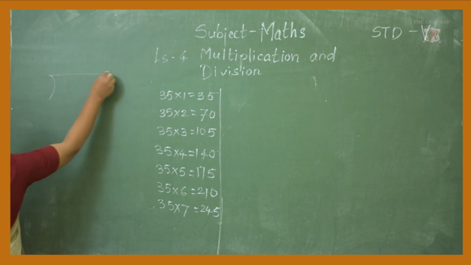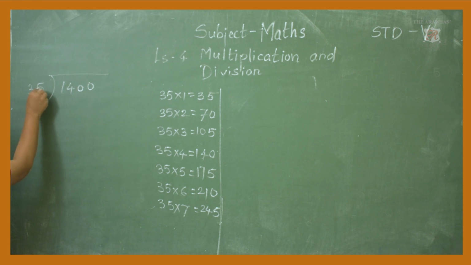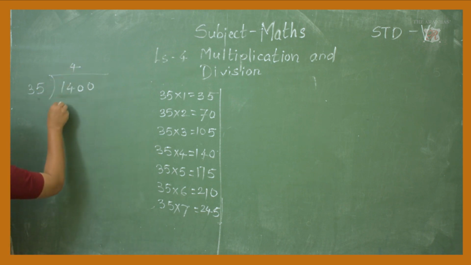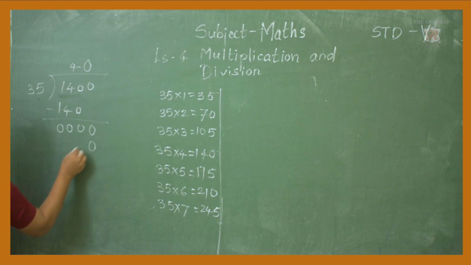1,400 divided by 35. Now, as I told you, take the first number, 1. 1 is smaller than 35, then take the 2 digits, 14. Again 14 is less than 35. So take the 3 digits, 140. Now 140 is where? 35 4s are 140. 0, 0, 0. This 0 take 0.